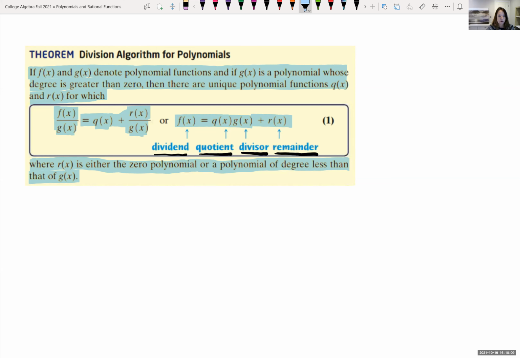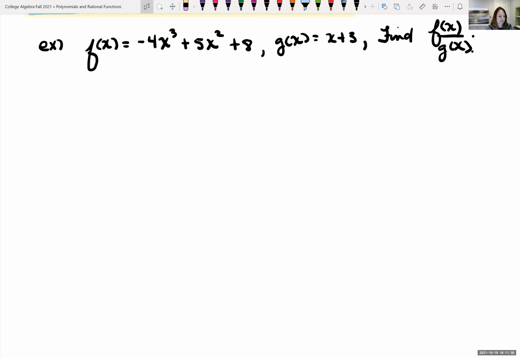Let me pull an example. So we have f of x and g of x. We're trying to find f of x divided by g of x. f of x is the polynomial negative 4x cubed plus 5x squared plus 8, and g of x is the polynomial x plus 3. So let's first look at this with long division. In long division of polynomials, our divisor, what we're dividing by, which is x plus 3, is going to go outside. And our dividend, what we're dividing into, is going to go underneath.